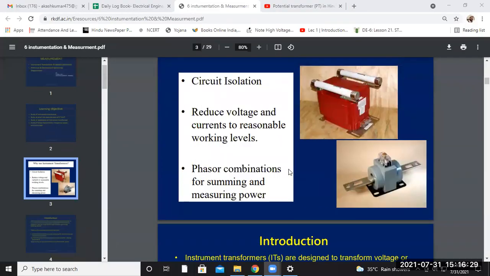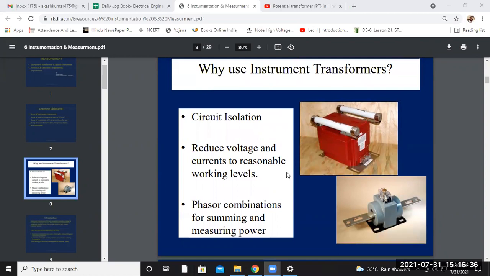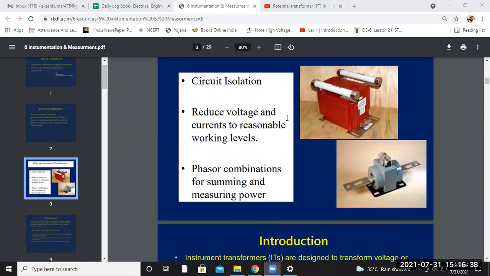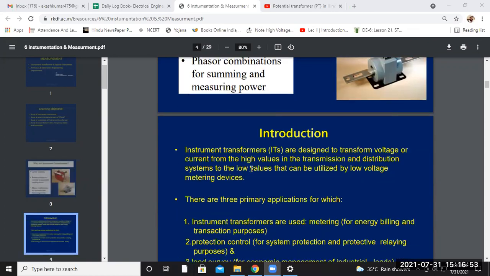So what is the need of the use of instrument transformer? In the simple format, we have three points through which we can say what the use of the instrument transformer is. First one is circuit isolation. Second one is reducing voltage and current to reasonable working levels. Third one is phasor combination, summing and mixing. So these are the three important things for which we require instrument transformers.